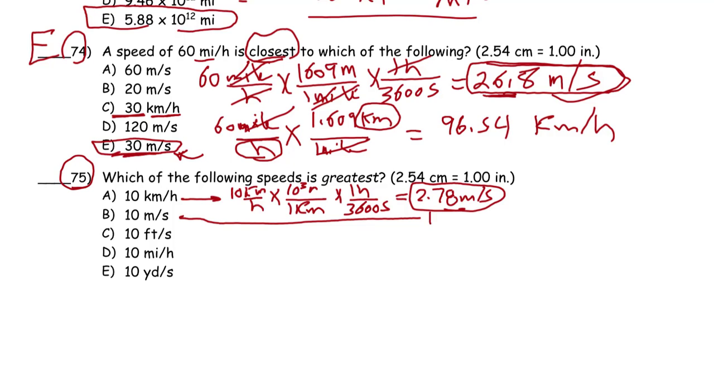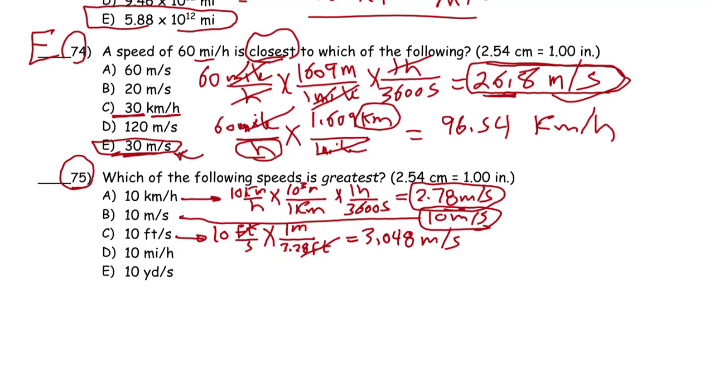Second one is 10 meter per second. Third one, we need to convert 10 feet per second to meter per second. Okay? 1 meter equals 3.28 feet. So feet goes with feet, 10 over 3.28. It equals 3.0448 meter per second. This is a meter and this is a second. So up till now, 10 is the greatest.